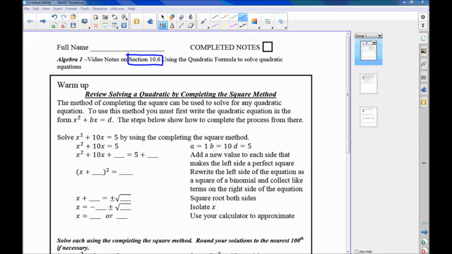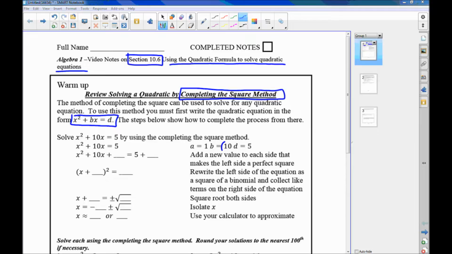Today we are covering section 10.6, using the quadratic formula to solve equations. So this will be our second method, that algebraic method that we solve any quadratic equation. Okay. So a warm-up though is review from our first method, completing the square method. And remember, this works on any quadratic equation also. We just have to get it into this form first.